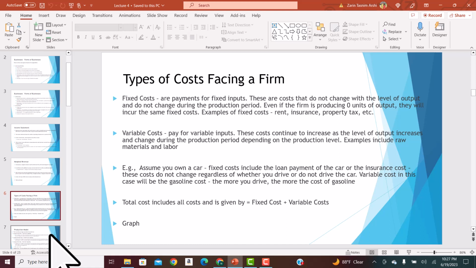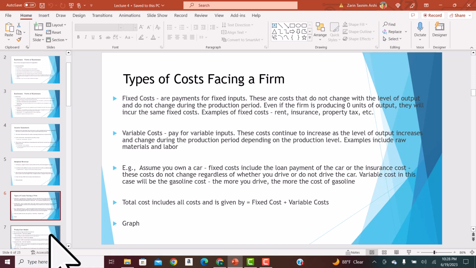Like let's say I rent a space, then I pay $2,000 per month. Now I produce only 10 cell phones using that space. I still have to pay $2,000. Now if I produce 10,000 cell phones using that space, I still have to pay $2,000 per month. So that is an example of fixed cost for a firm. Even if a firm is producing zero output, still they have to pay this cost. Still they have to incur this cost.